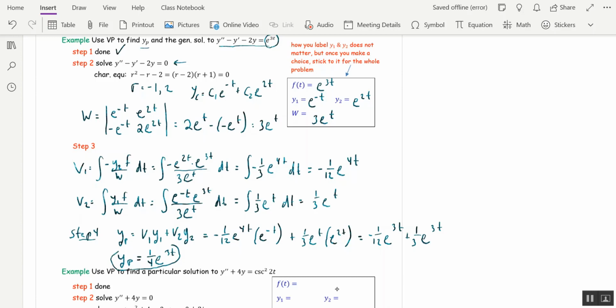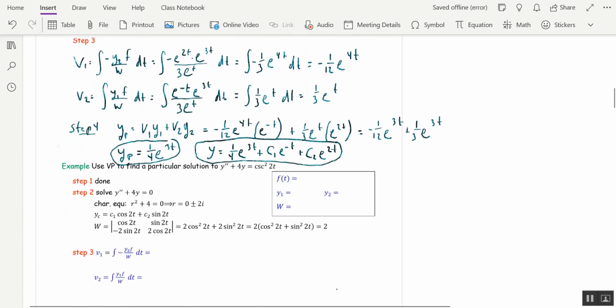That's a particular solution. And then the general solution, recall how that works. You just add yp to yc. I've got yc above, so the general solution is 1/4 e^(3t) plus c1 e^(-t) plus c2 e^(2t).